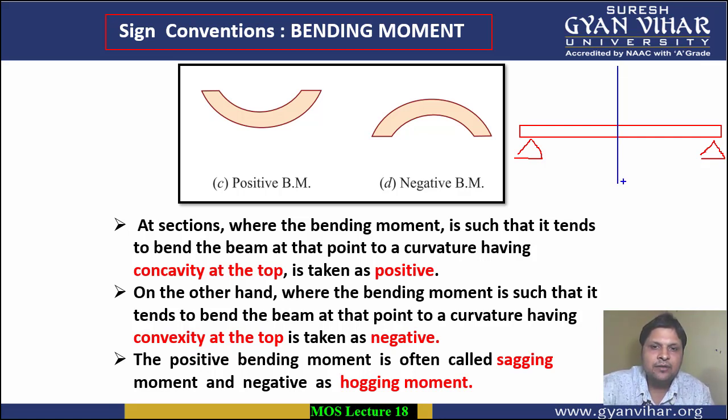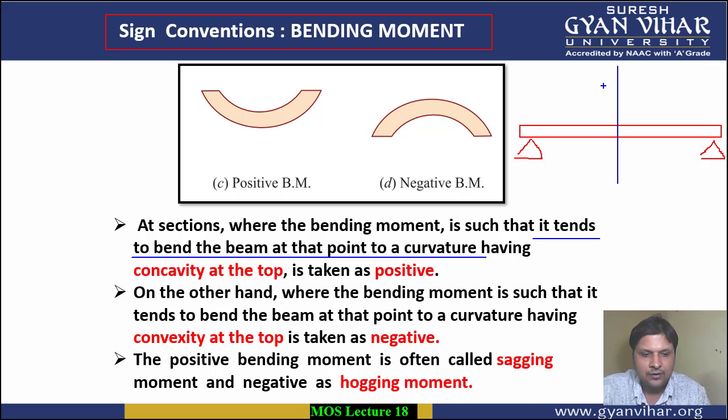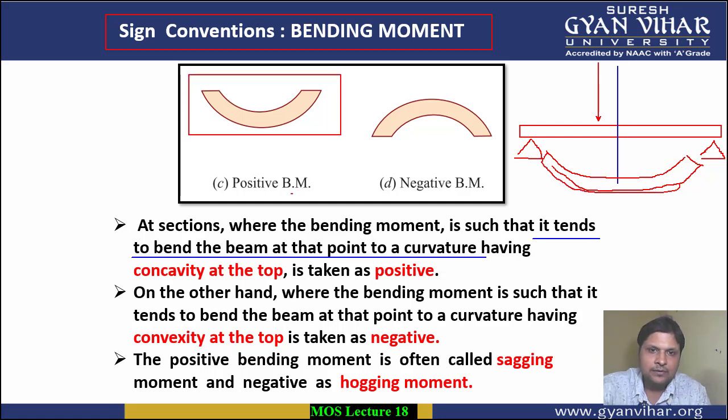First of all, what is bending moment? It tends to bend the beam at the point of curvature, having concavity at the top. Then it will be considered as positive. Means if the load which is acting, students, tries to bend the beam in this way, so that concavity is at the top, then it is considered as a positive bending moment.